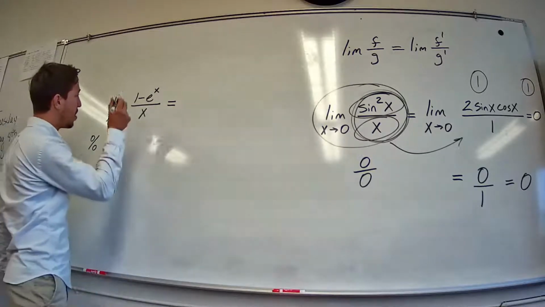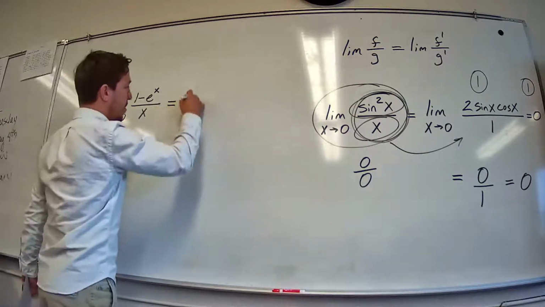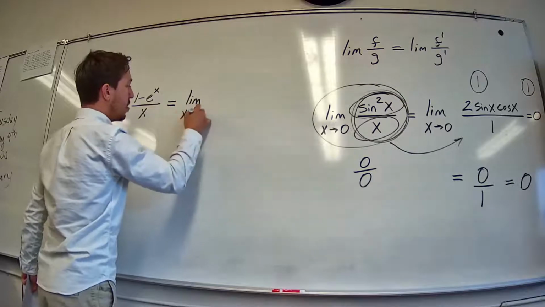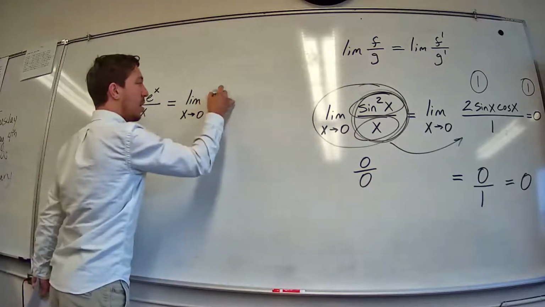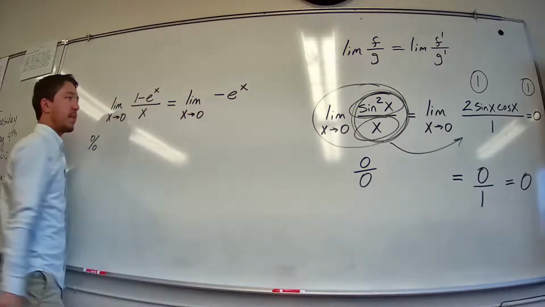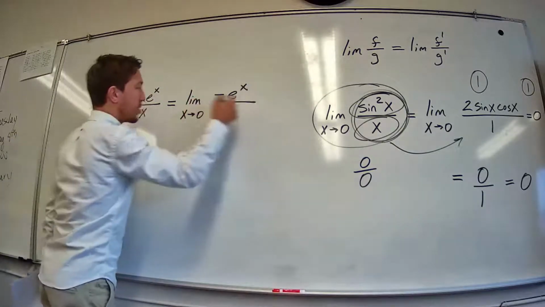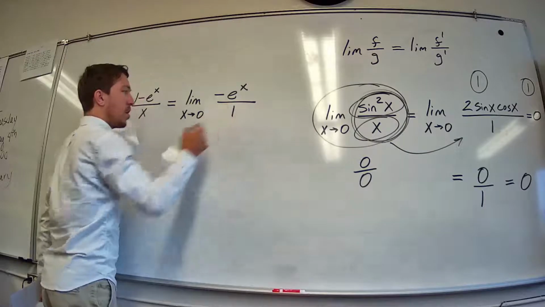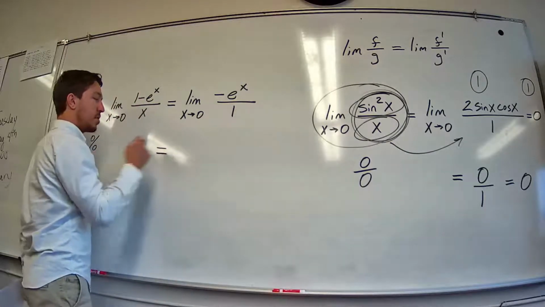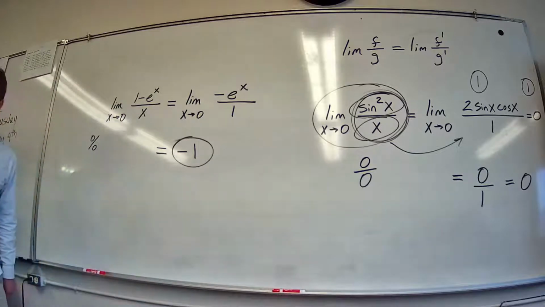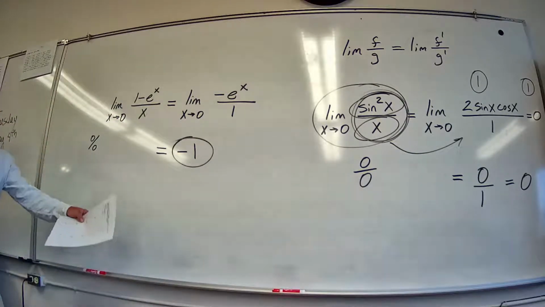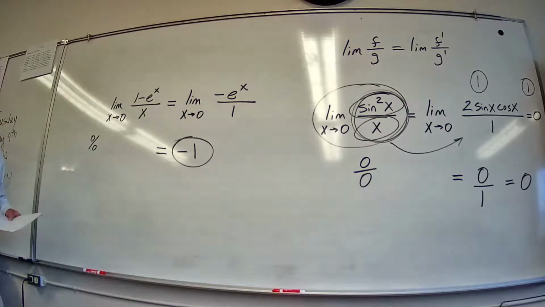So, derivative. You'd say this limit is equal to, what's the derivative of this? Negative e to the x. What's the derivative of this? So the answer is -1. Make sense? Yes.